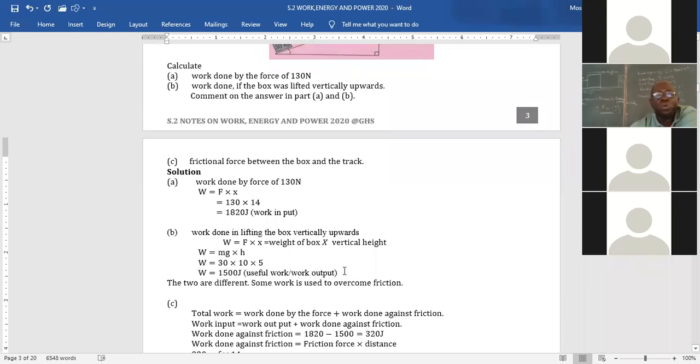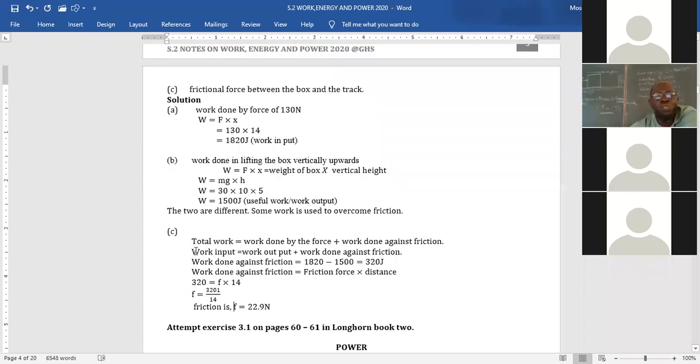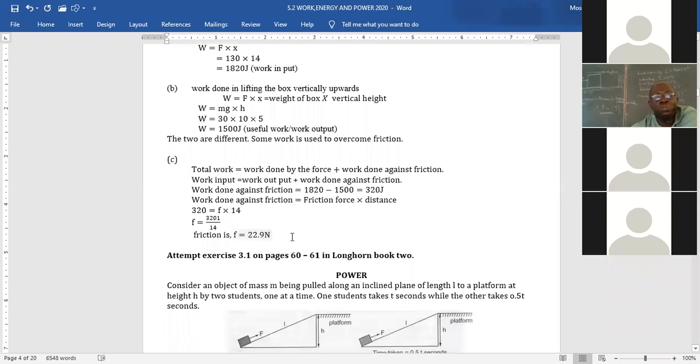So we have said that from the principle of conservation of energy, the work input is always equal to the work output plus the work done against friction. Is that okay? Yes. So you make the work done by friction the subject, which will always be the difference between the input subtract away the output. Yeah, I've understood. Thank you. And therefore we can now calculate our friction. So that is our friction.